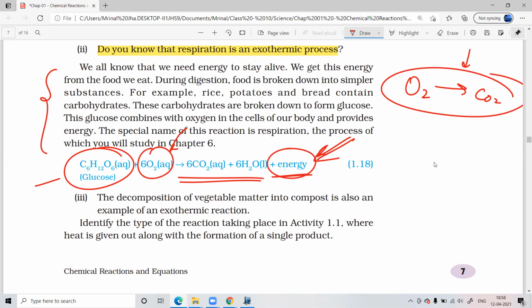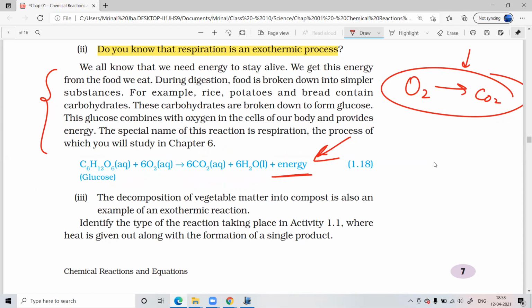Carbon dioxide, this is just a byproduct which we breathe out. Some amount of vapor is also released in that process. So when we breathe out, if you keep some glass near your nose, when you breathe out, you will see that some amount of vapor will be there on that glass. That is a result of this reaction. Okay.